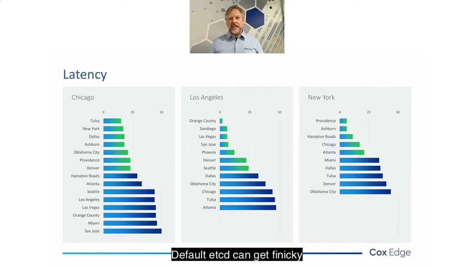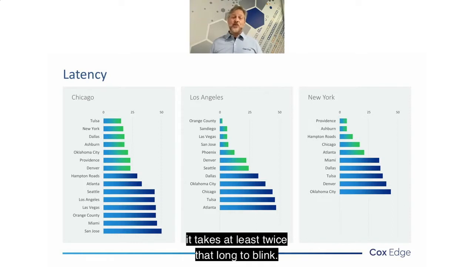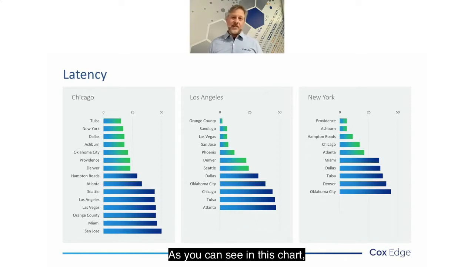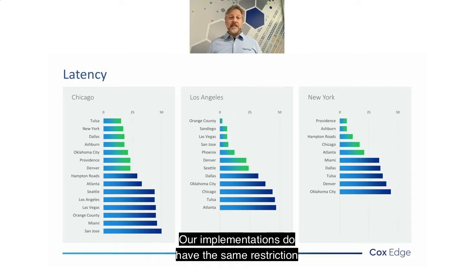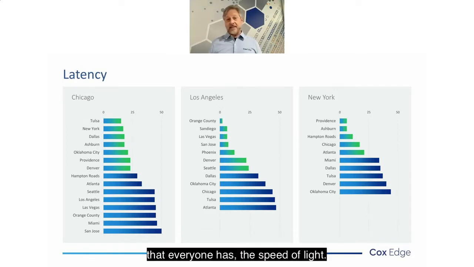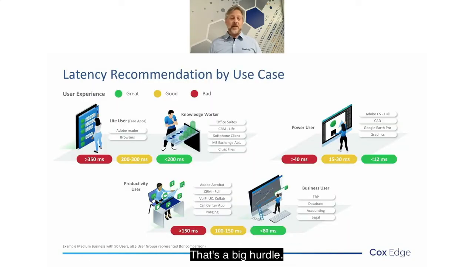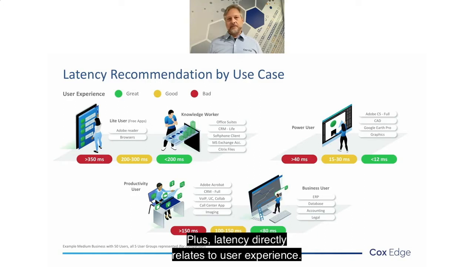Default etcd can get finicky when latency goes above 50 milliseconds. For a bit of reference, it takes at least twice that long to blink. As you can see in this chart, we have lots of options for etcd. Our implementations do have the same restriction that everybody has, the speed of light. That's a big hurdle. Plus, latency directly relates to user experience.